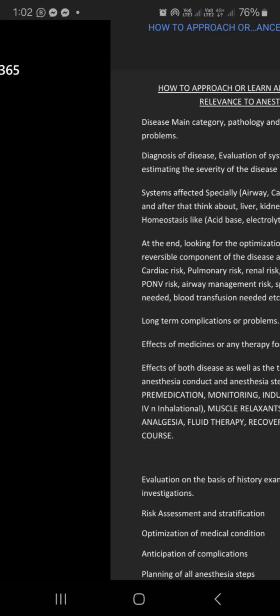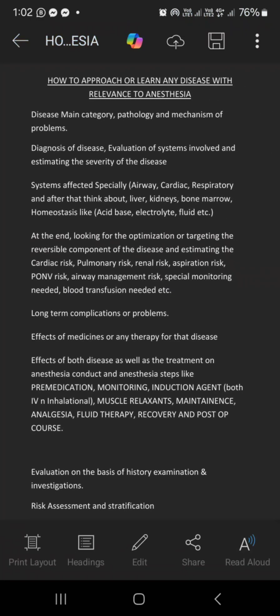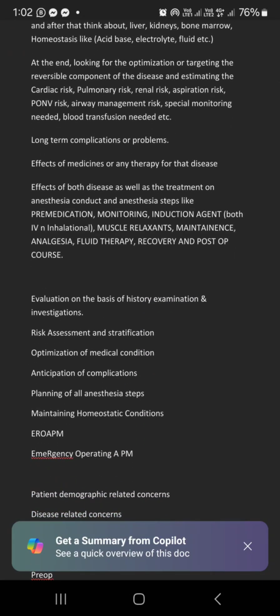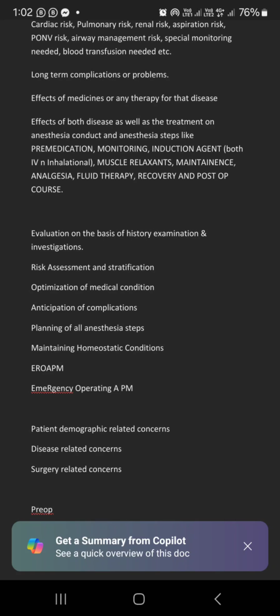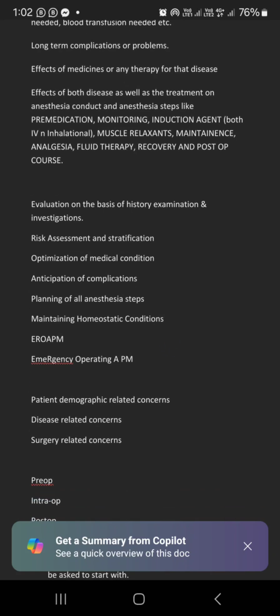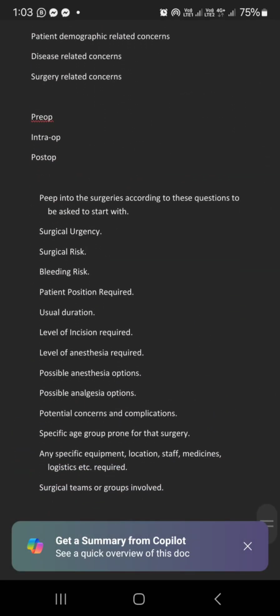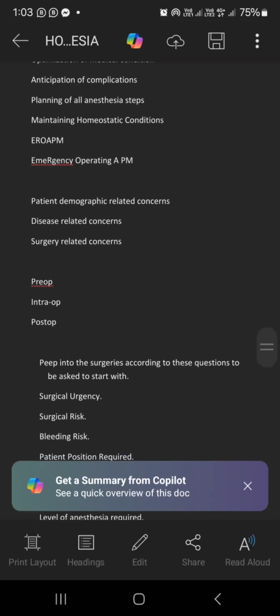You just have a look, and if you understand this, you can put all your patients in this format. In every patient you will find some risk assessment and certification, any optimization needed, any anticipation of complications, and planning of all anesthesia steps like induction, maintenance, monitoring, recovery, fluids, positioning. So everything you will have. I have just compiled them. For example, with reference to surgery: why the surgery is occurring, how urgent it is, what the surgical risk is. So you can have a look here.